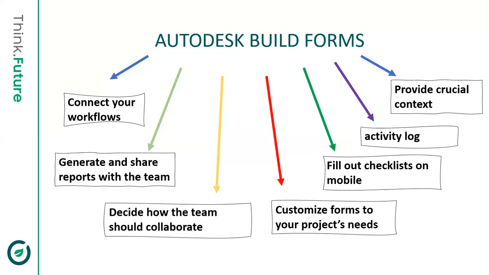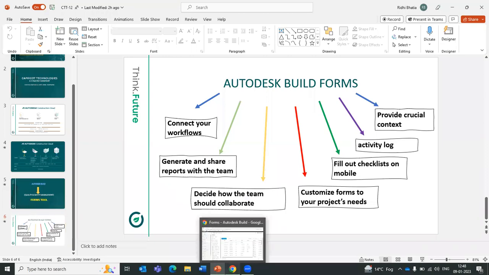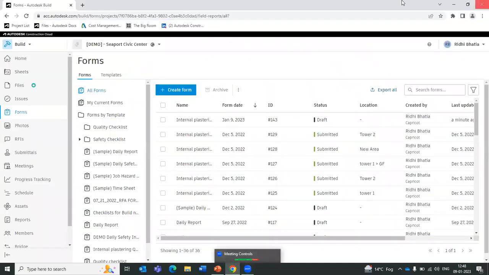Okay, so now I'm going to take you to this platform. This is the Autodesk Construction Cloud platform. Right now we are in the Build tool, and you can choose the project you want to work on from this drop-down menu. And let's look into the Forms tool for now.